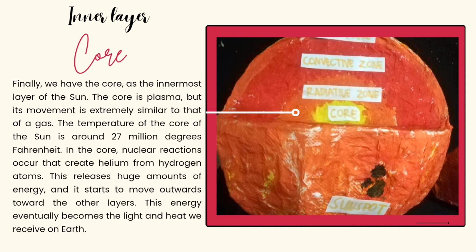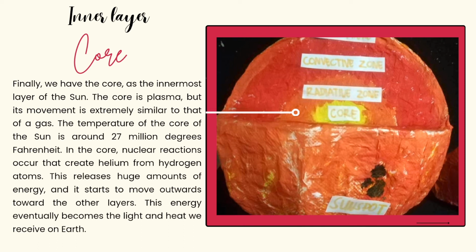Last is the core. Finally, we have the core as the innermost layer of the sun. The core is plasma, but its movement is extremely similar to that of a gas. The temperature of the core of the sun is around 27 million degrees Fahrenheit.